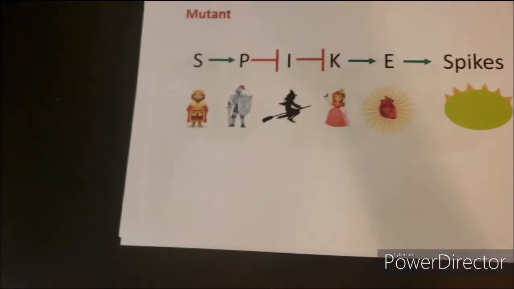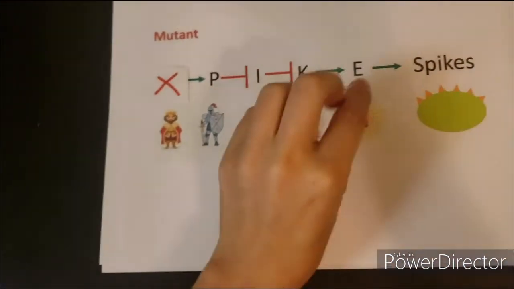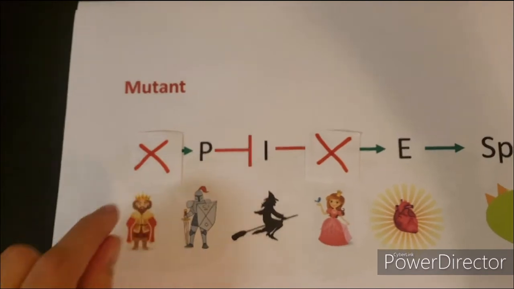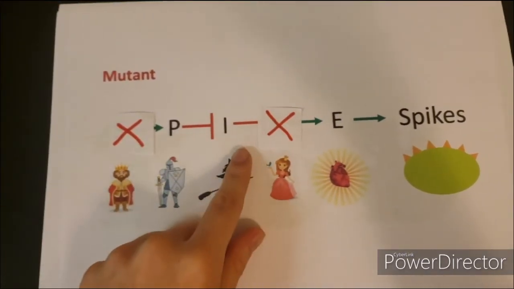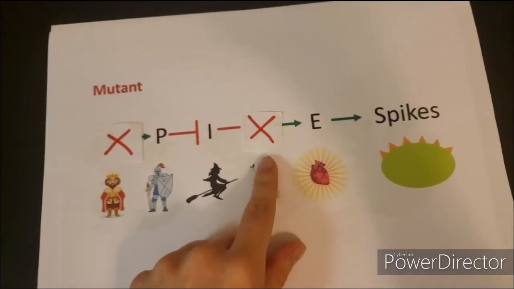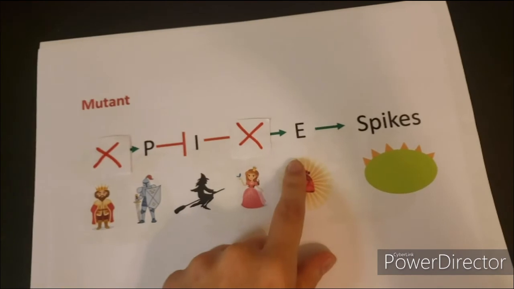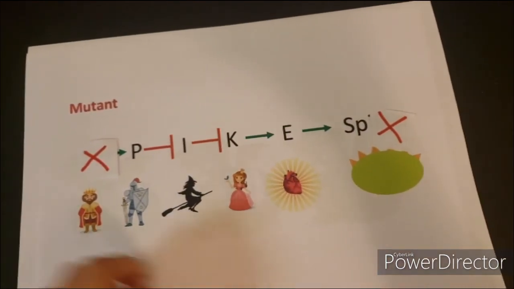So what if we removed S and K? So if K isn't here to promote P, then P won't be able to inhibit I, and I will then be able to inhibit K, but since K doesn't exist, it won't be able to promote E, and E won't be able to promote spikes, so spikes won't be formed.